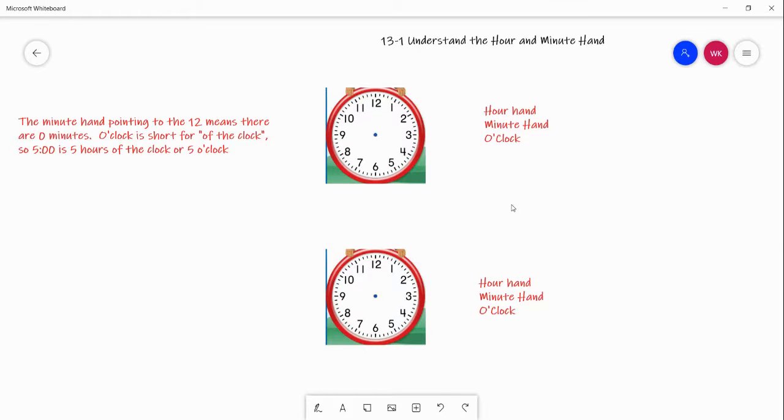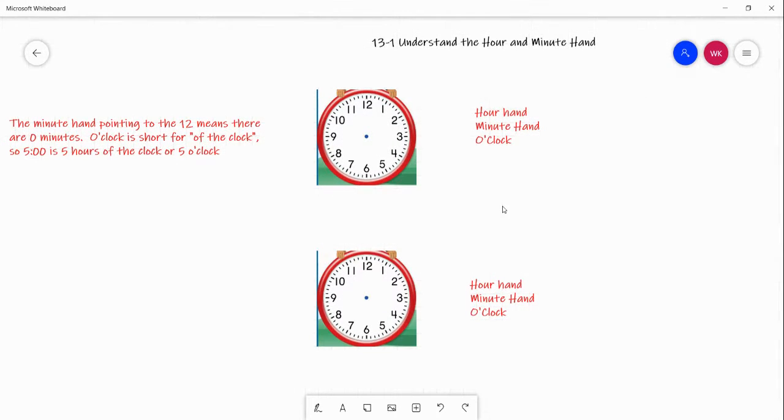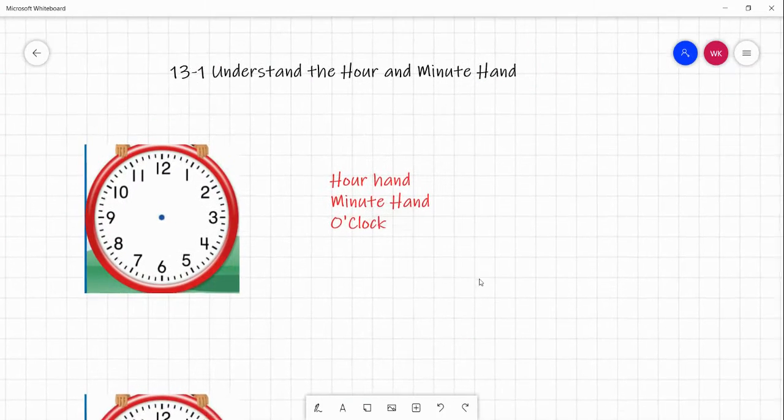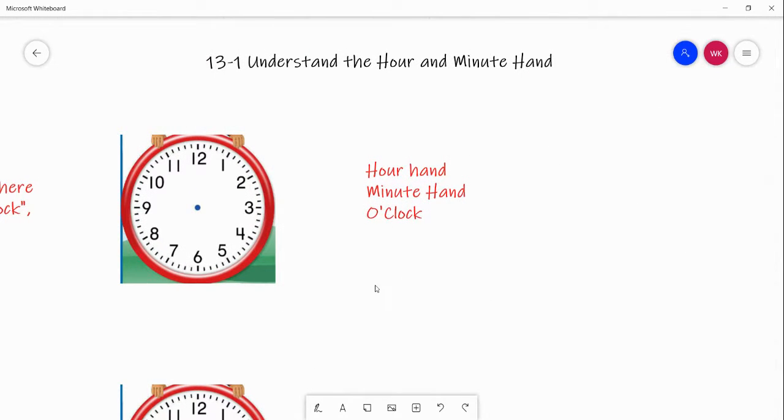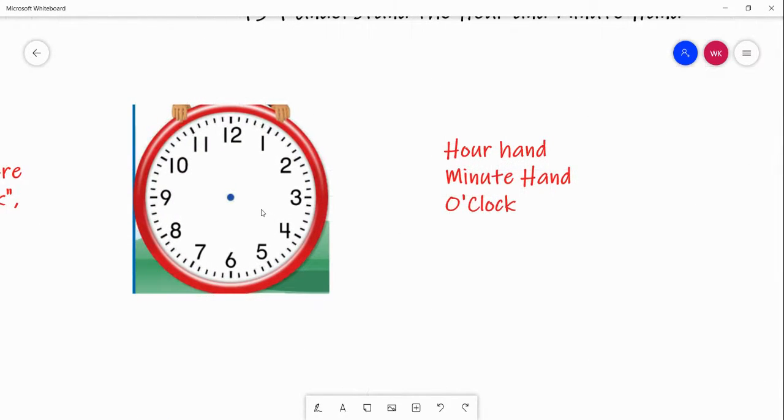Hi, first grade. We are going to be going over lesson 13-1, understand the hour and the minute hand. So as you can see right here, we have an analog clock. Everyone say analog clock. So we are going to be telling time with these analog clocks. Sometimes you would see an analog clock in a classroom. And that is what we're going to be using today.